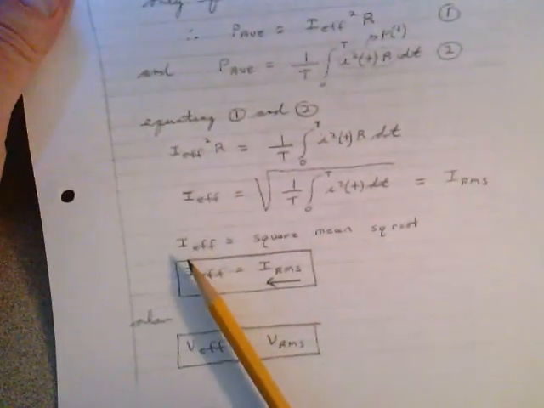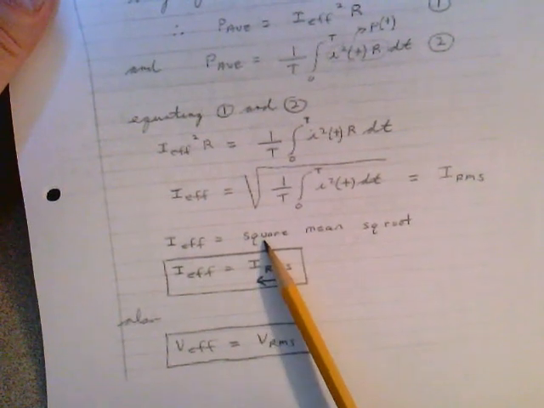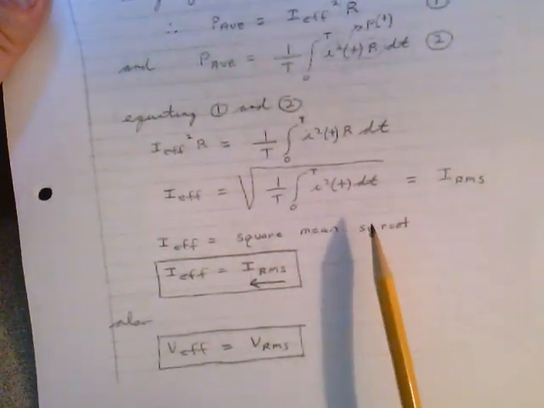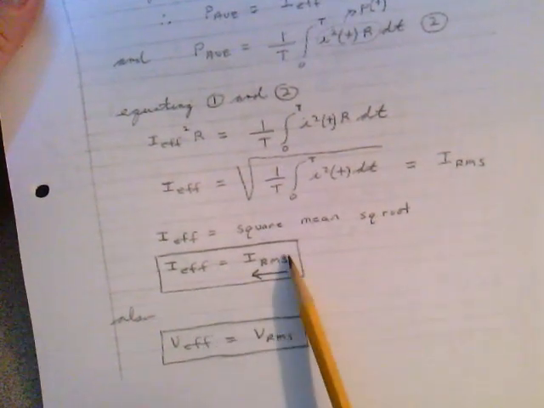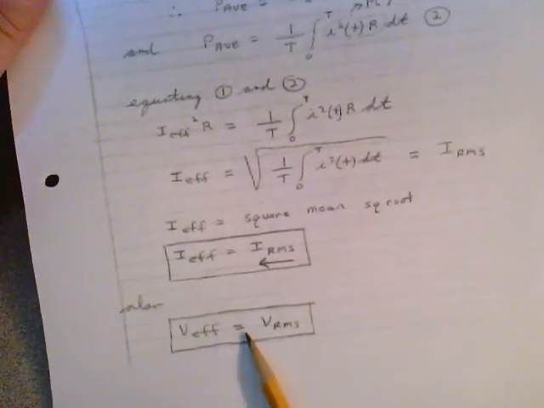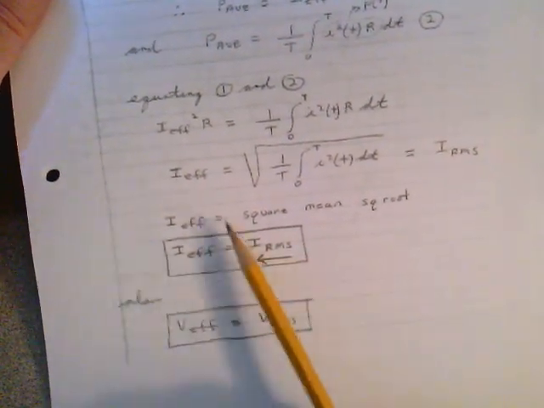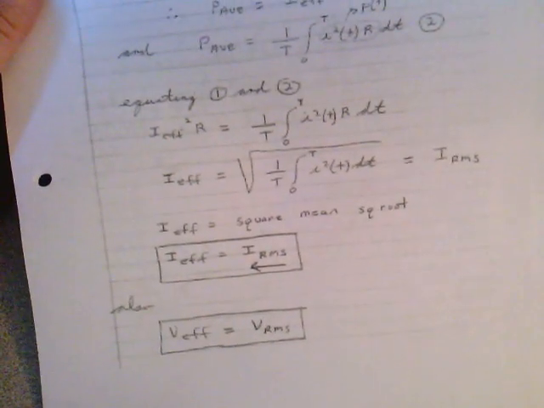So the effective value of a waveform is you take the square of the function, you take the average of the function, you take the square root. So that's true for voltage and current. And we're going to use that. That goes for all waveforms.